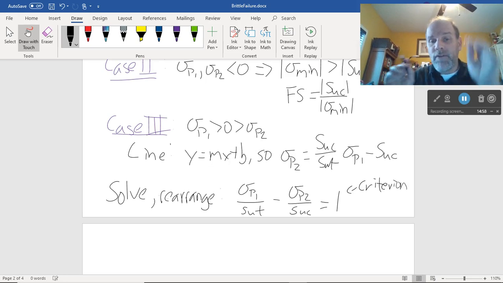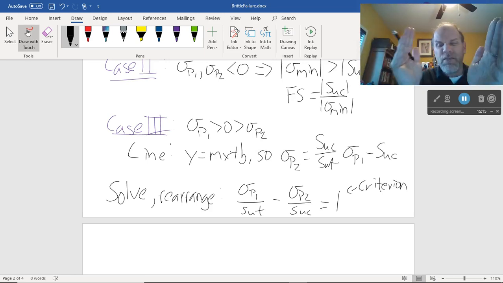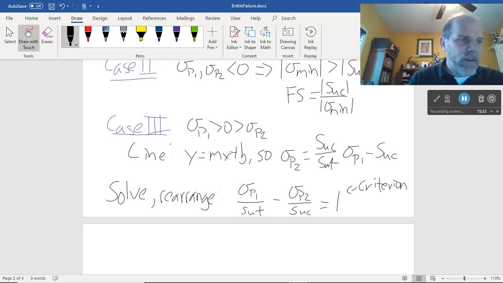This is what we say. We have failure when that equation is true, when we get to sigma P1 over SUT minus sigma P2 over SUC equals 1. No, I did not forget absolute value signs. Having a negative value on sigma P2 here hurts you. Having one positive, one negative principal stress, that hurts you in this case. That's by design. That's a feature. They both interplay, and when that total gets to be one, then we have issues.